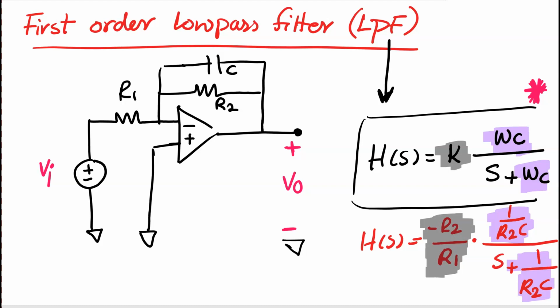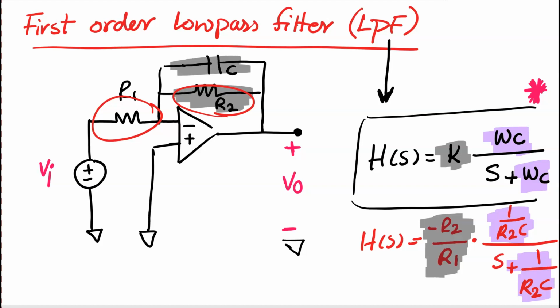So this filter that you can see here is a first order low pass filter, and it has a cutoff frequency which is related only to the RC components you have in your feedback impedance, and the gain is the negative of the ratio between the feedback resistor and the input resistor. So these are all you need to know about a first order low pass filter.